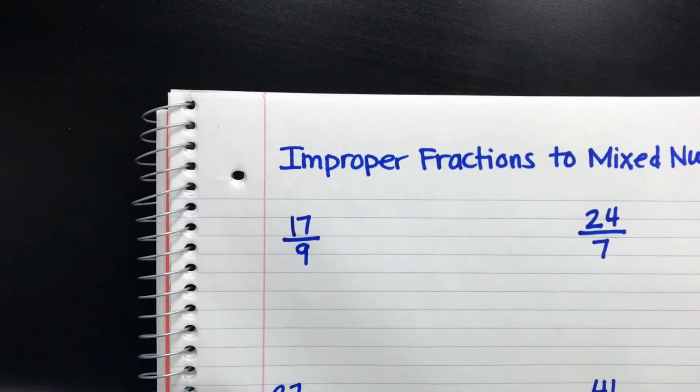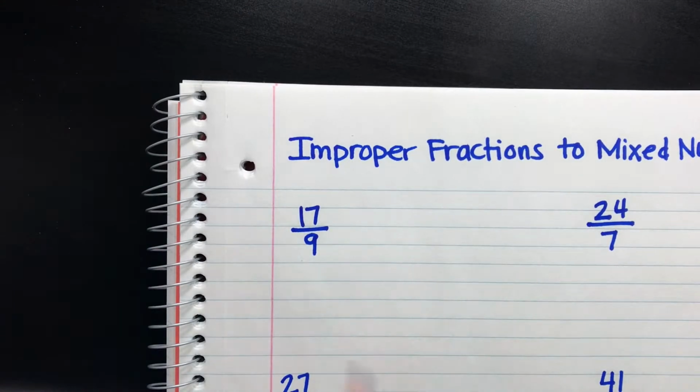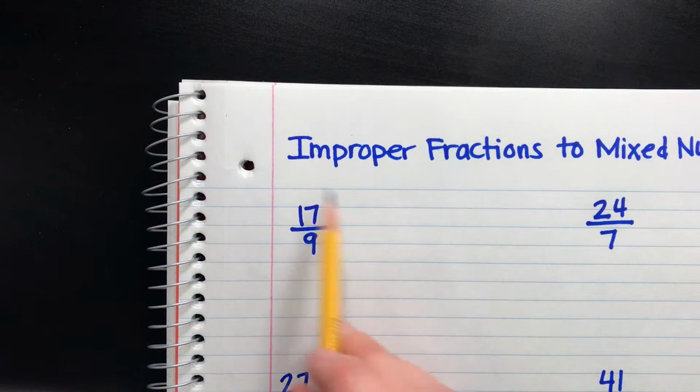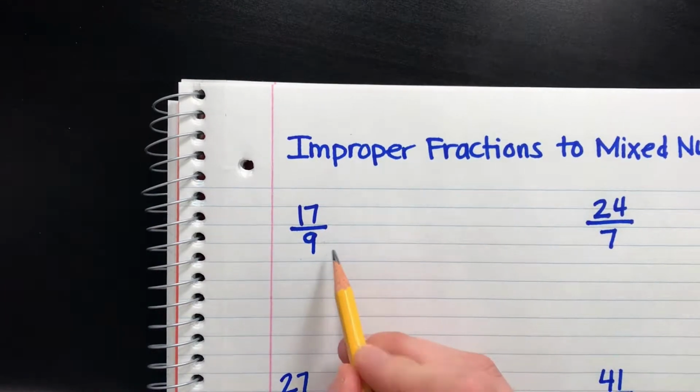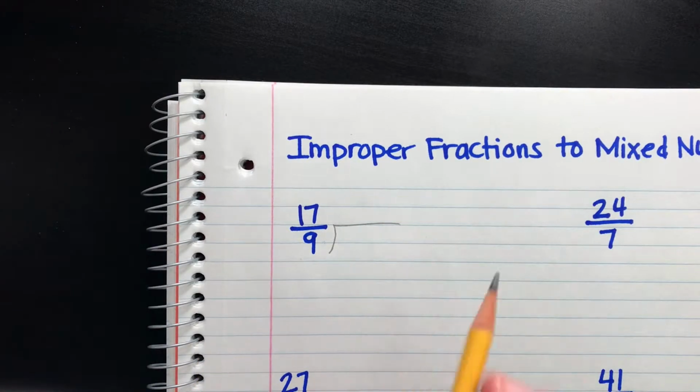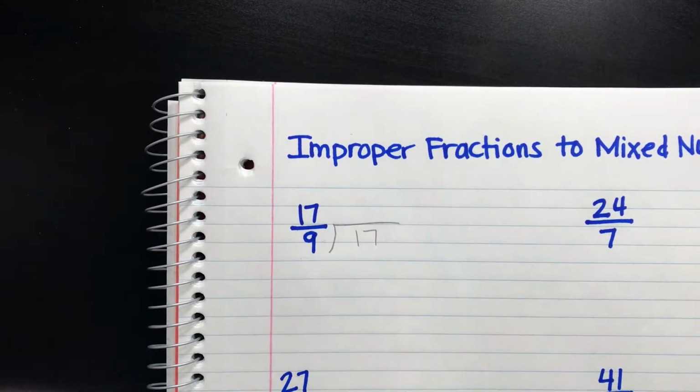So I have 6 example problems we're going to do together. We'll start with 17 over 9. So remember, when we are turning improper fractions into mixed numbers, we want to start by drawing our division bracket right next to our denominator, okay? And then we're going to put that numerator into the bracket, okay?